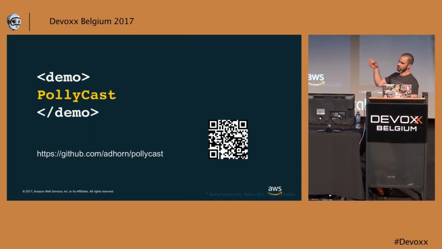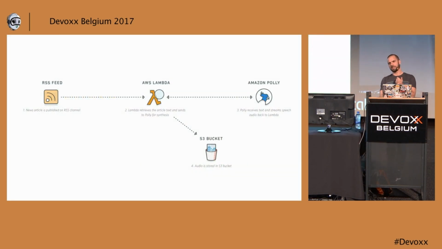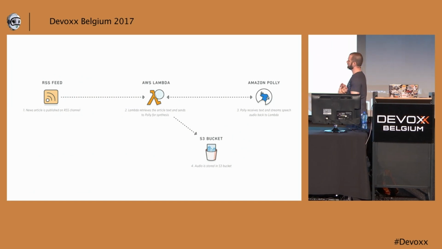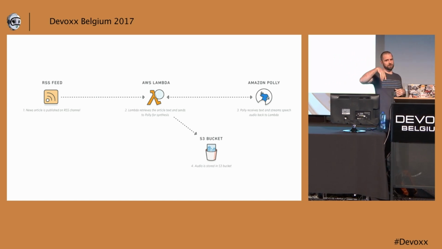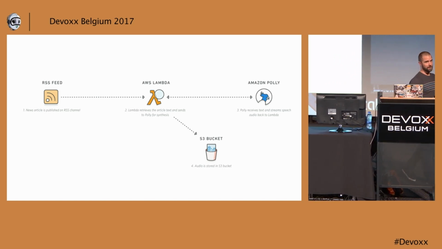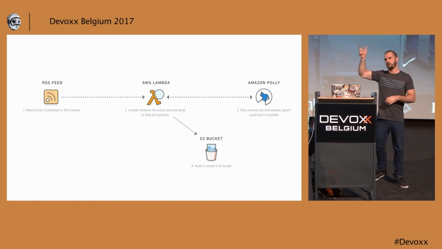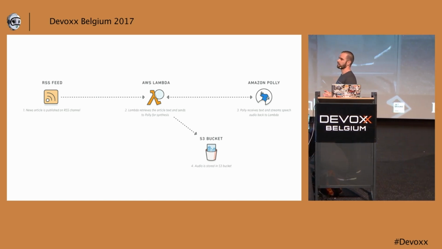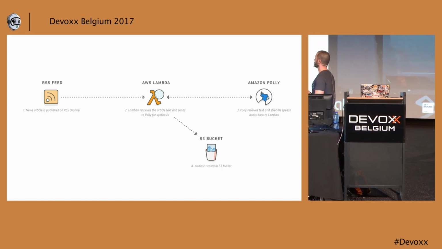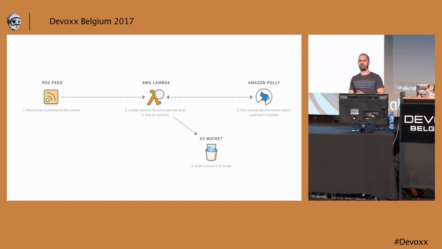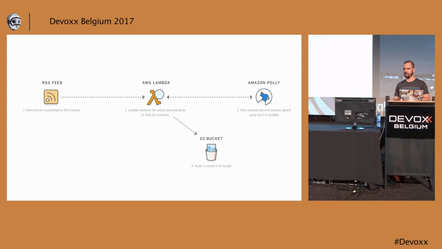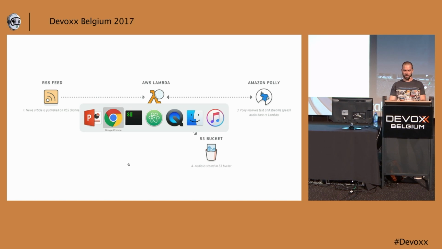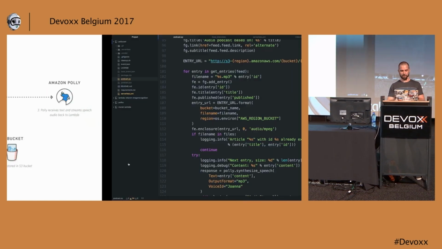And all the demos and the slides will be available on GitHub, so you can play with it if you want. But the demo goes like this. We're connecting an RSS feed to Lambda. And what Lambda does is parse the RSS feed, and simply for each of the paragraphs, call Polly to synthesize that. And then I'll store the entire thing into an S3 bucket, and I'll also compile an XML file so I can actually play the whole thing inside iTunes.